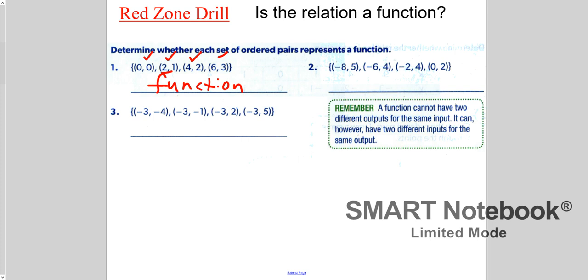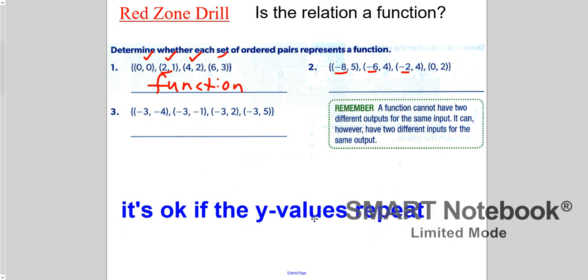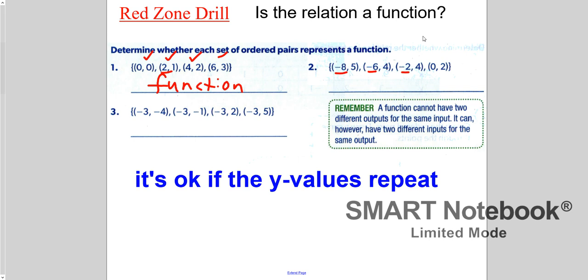So I get to number 2, and I go through it the same way. And I don't have to go through it that slowly each time once you get the hang of it. -8 only goes with 5. -6 only goes with 4. -2, oh, that also goes with 4, but that's okay. It's okay if the y values repeat. So that's a good note to remember. I'll put that in bold and put it in a nice bright color so we can see it. Make it nice and big. And then the last x value is 0, and it goes with the y value of 2. So that's fine. So yes, again, this is a function.